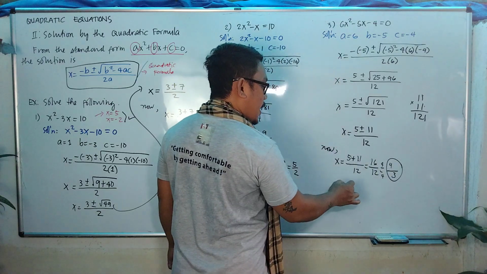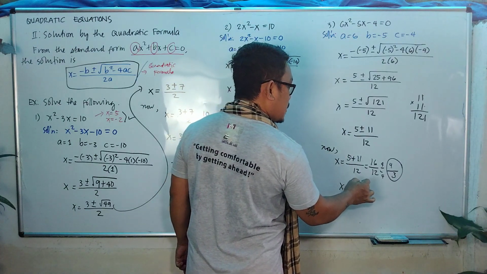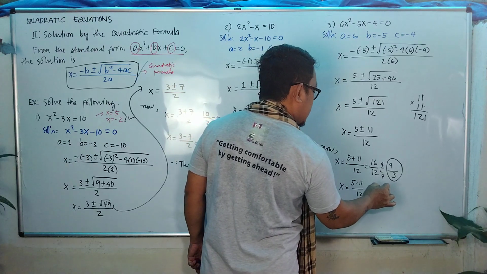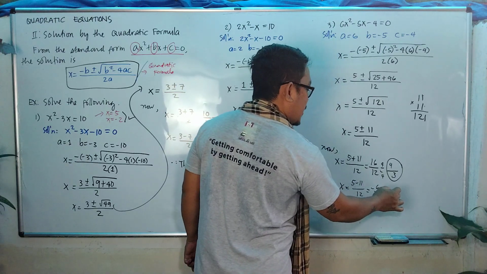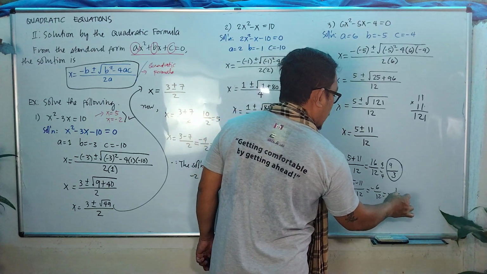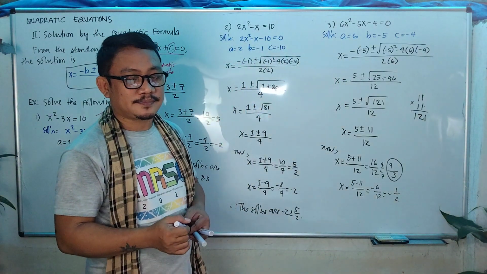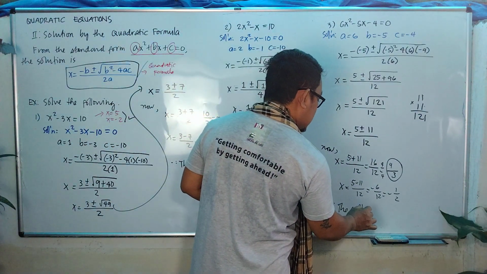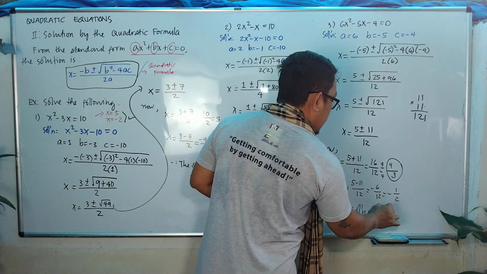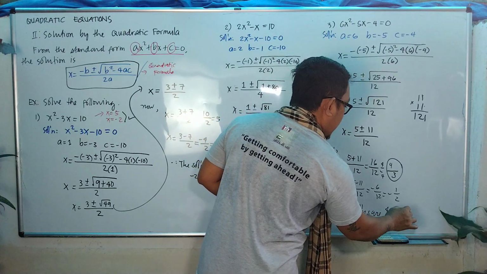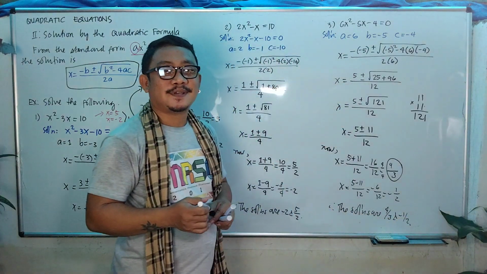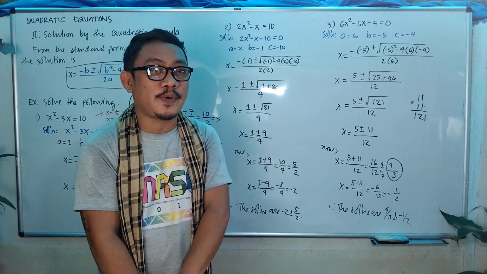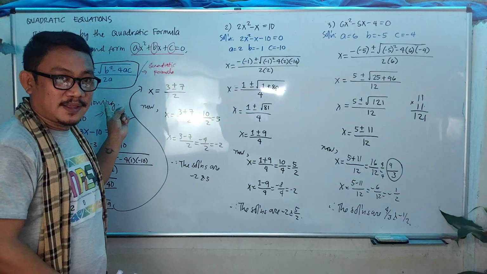Okay? The other value is 5 minus 11 over 12. So 5 minus 11 is negative 6 over 12. And that is just equal to negative 1/2. Correct? So therefore, the solutions are 4/3 and negative 1/2. So I hope you learned how to solve a quadratic equation using the quadratic formula.